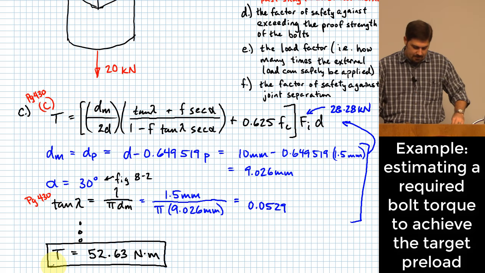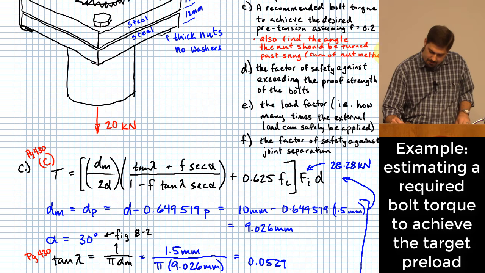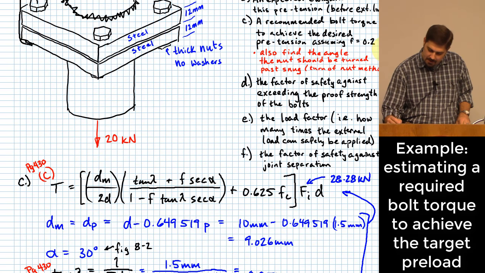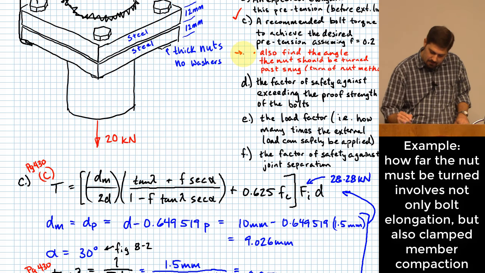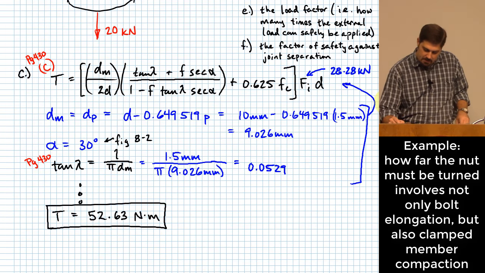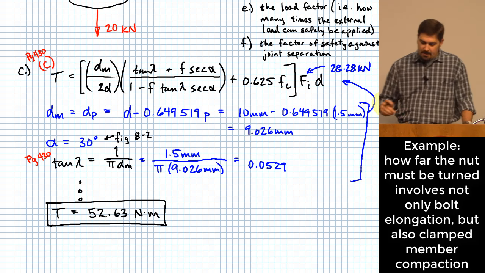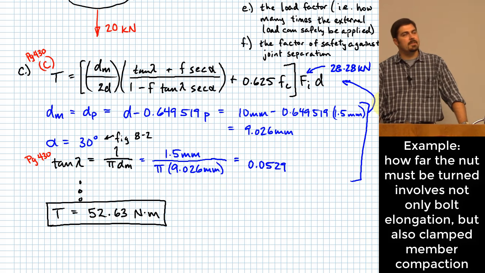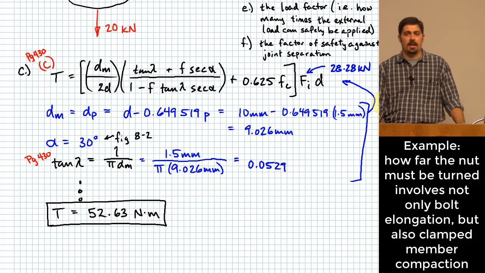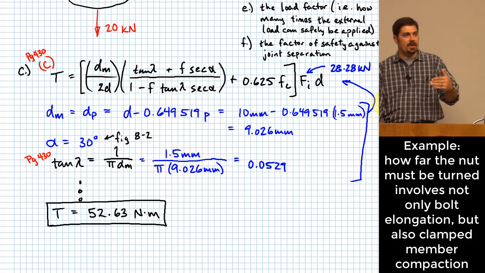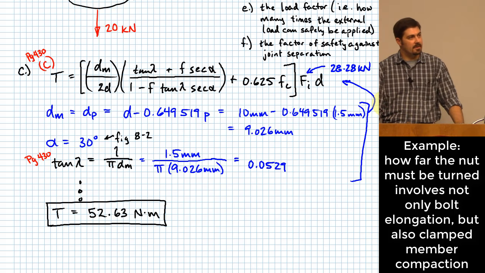All right, so that answers part C, or at least half of part C. What's my other half of part C? Okay, turn of the nut method. Now you might say, well, I know how much the bolt has to elongate, so I just take the pitch, or lead, I should say, and figure out how many turns that is. Yes, sir?